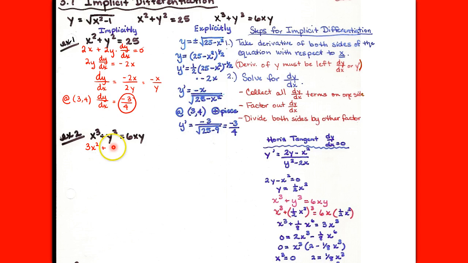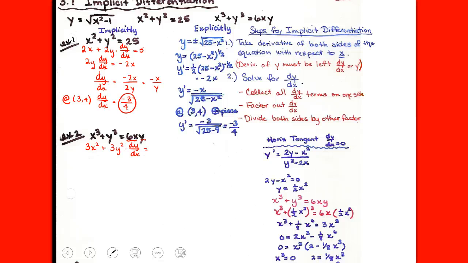Then I get to the derivative of y cubed. That's not in terms of x, so I'm going to take the derivative like I normally do. The derivative of y cubed would be 3y squared, and then since it was in terms of y, I just leave a dy/dx in there with it. All right, then let's go to the other side.